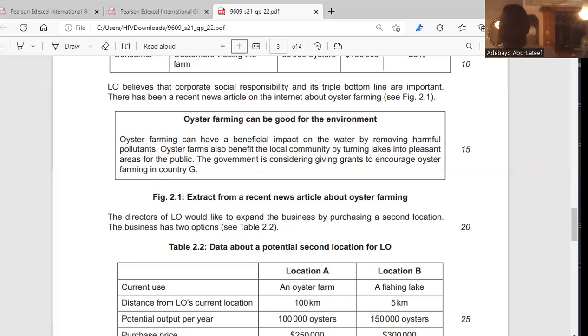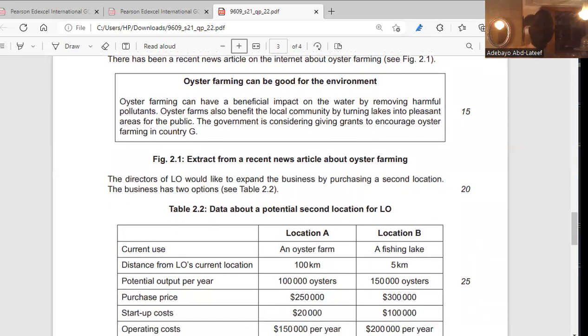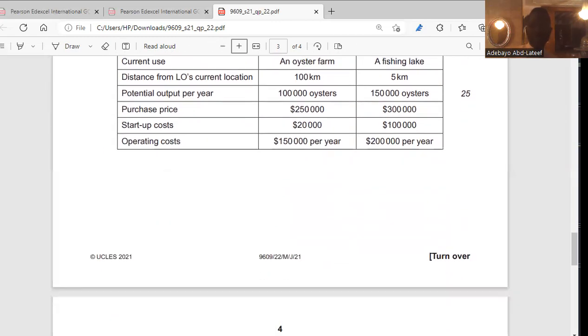Then we go to environmental. Though they said we should mention two, let me just talk about environmental. For environmental, LO should ensure that it's not polluting the environment. Yeah, sure. So that's about that.